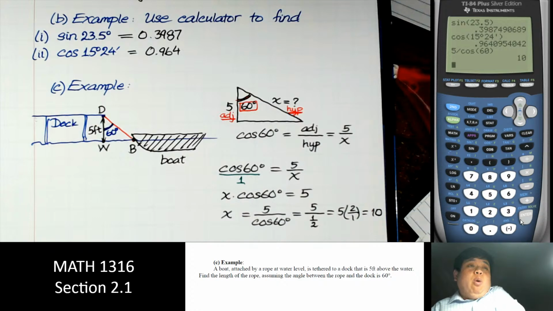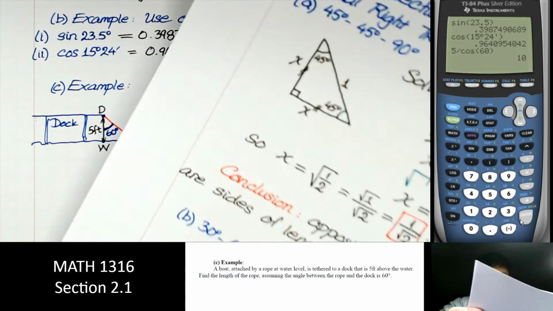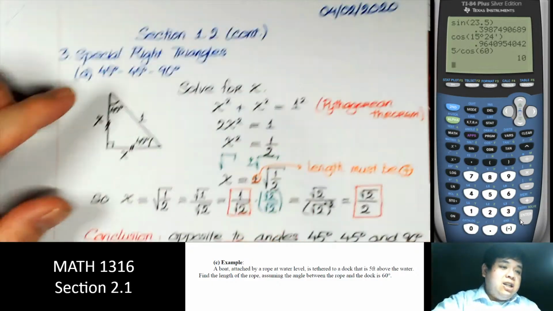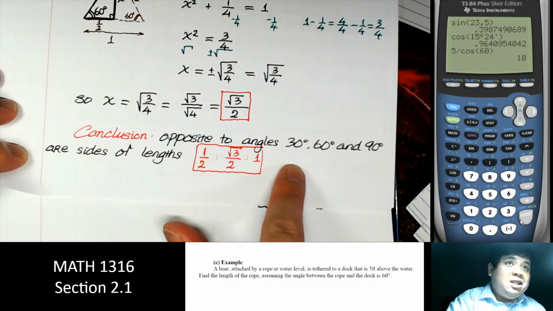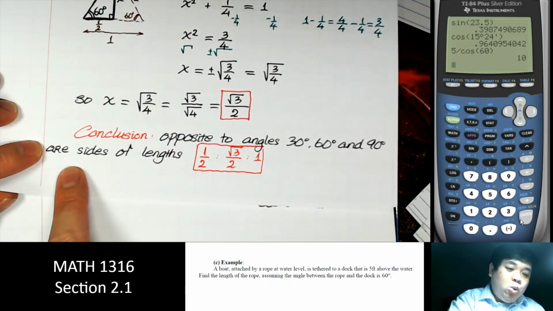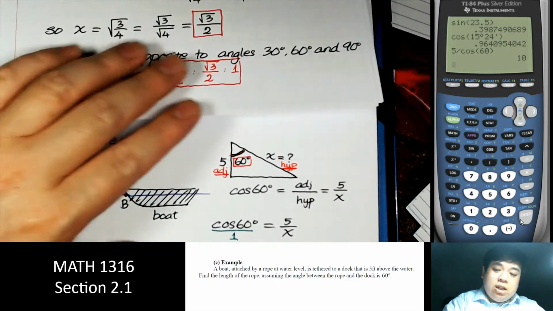Before we go to the next section, one thing I have to mention is that we did this on the second day, where we have the special trig angles. This is in section 1.2. It says, opposite to angles 30, 60, and 90 degrees are sides with the lengths 1/2, square root 3 over 2, and 1. So go to this example.